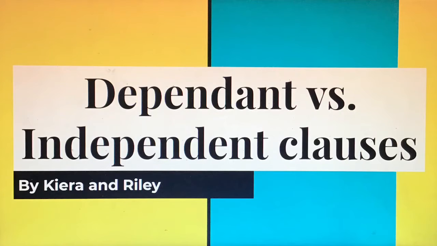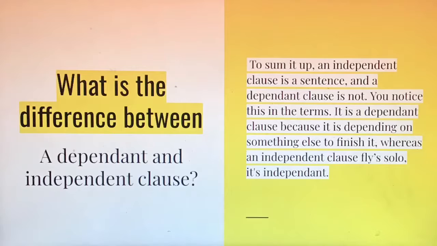Dependent versus independent clauses. What is the difference between a dependent and independent clause? To sum it up, an independent clause is a sentence and a dependent clause is not. You notice this in the terms. It's a dependent clause because it is depending on something else to finish it, whereas an independent clause flies solo. It's independent.